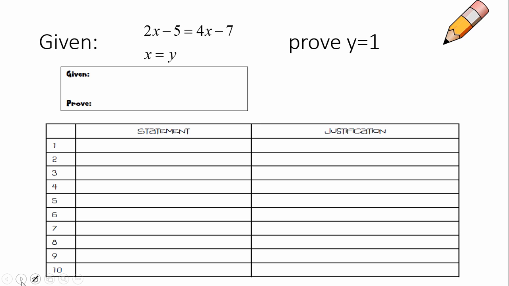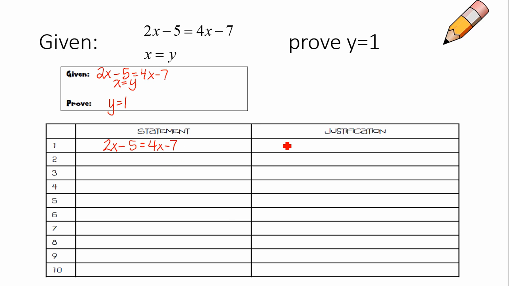We are given two pieces of information here. We are first given that 2x minus 5 equals 4x minus 7. We are also given that x equals y. And our goal is to prove that y equals 1. So the very first step in every proof, again, is to start with my given: 2x minus 5 equals 4x minus 7.